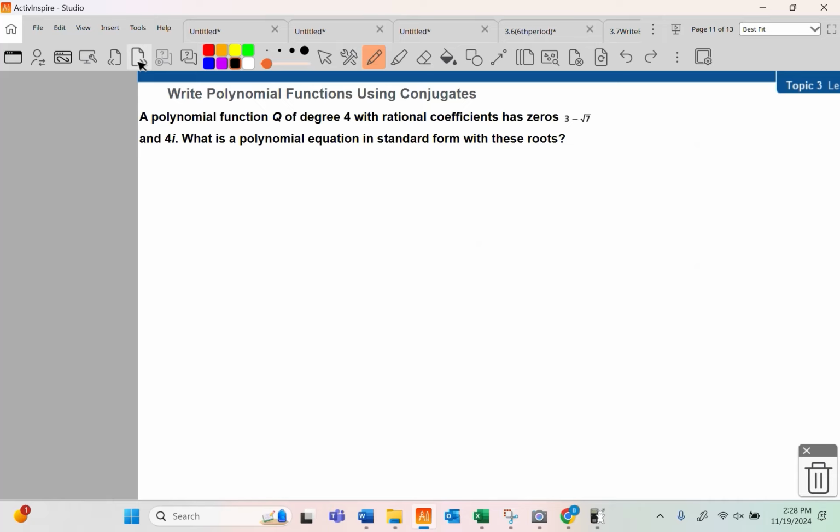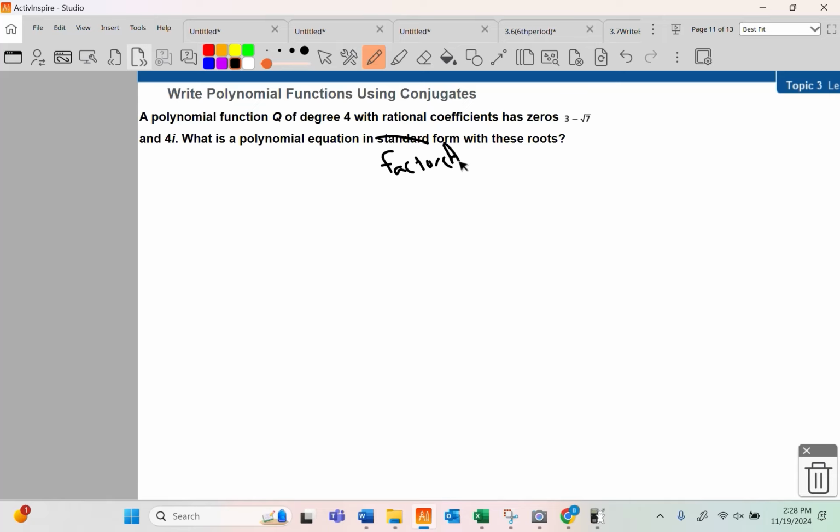All right, let's do this one together so I can make something up and we can do something we need to do. Polynomial function q of degree 4 with rational coefficients has zeros at 3 minus root 7 and 4i. What is the polynomial equation in factored form? Because I'm not going to bore you with writing this out. Just factored form with these roots.